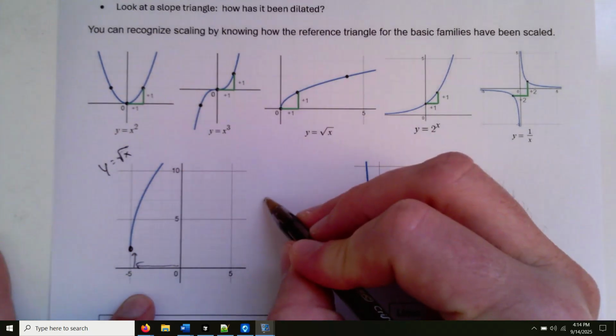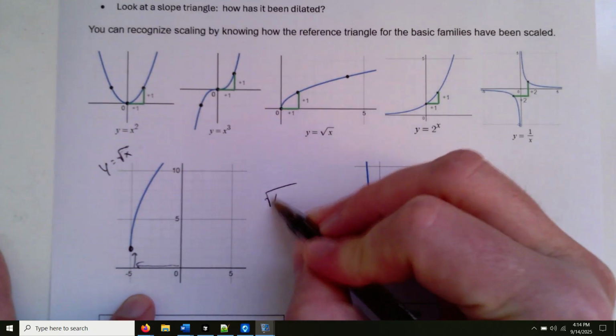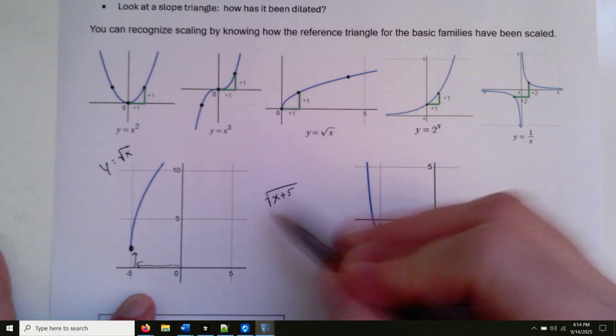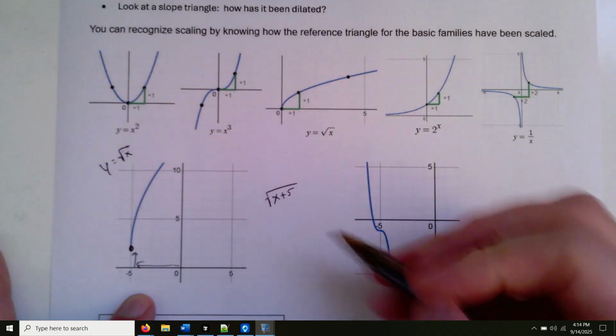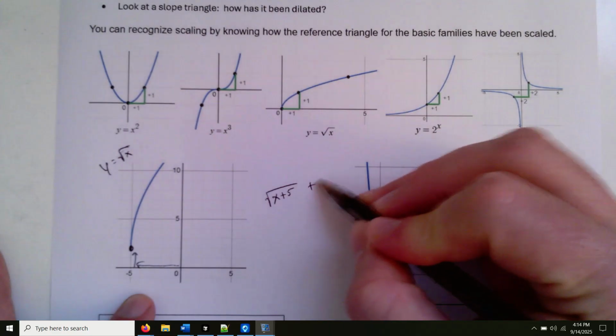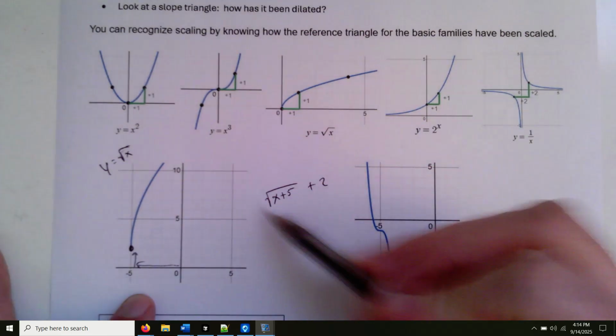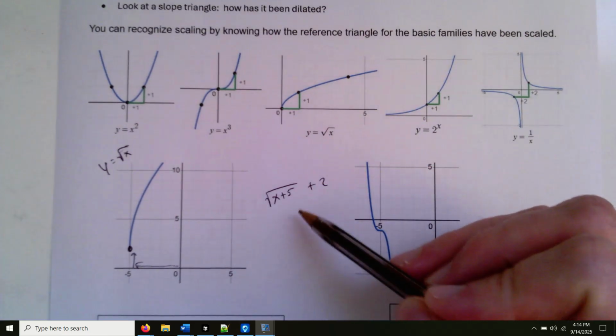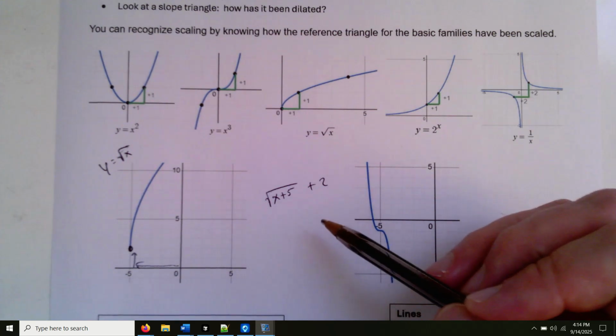So we could write just that much. Left by 5 would be x plus 5 on the inside because we're affecting x coordinates. Up by 2 would be plus 2 on the outside because we're affecting y coordinates. And on the outside of the function is where you have the y coordinates.